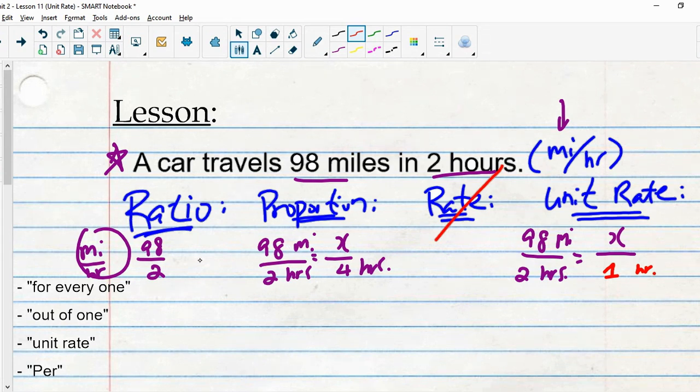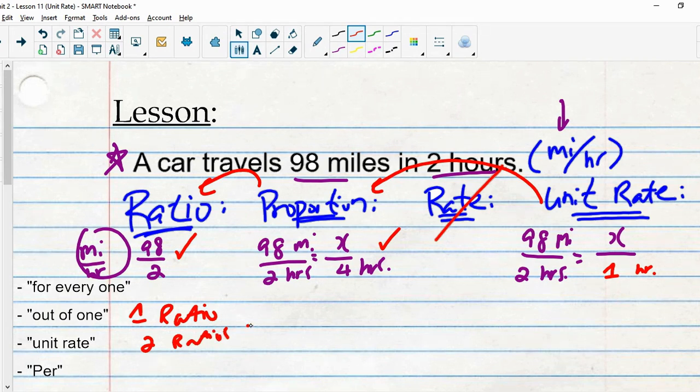Whereas a ratio is just one fraction, a proportion is two equal fractions or two equal ratios. A unit rate is a proportion, right? You see how these things are related again. A ratio is one fraction. What's a proportion? A proportion is two ratios. Two ratios makes a proportion, right? You see the relationship here.